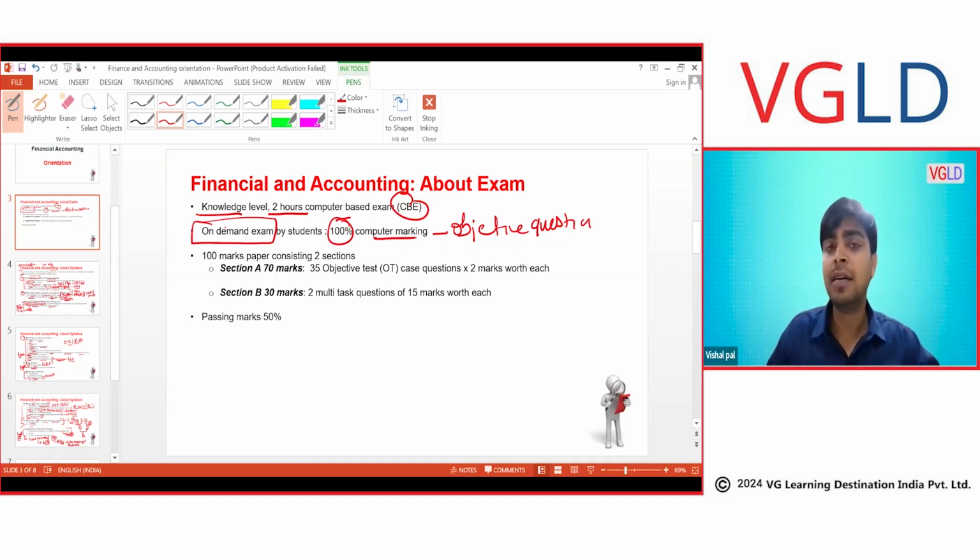What is an on-demand exam? There is no date for giving exam. You decide the date. So at your knowledge level, you get the privilege to decide when you are ready for your exam. Be it the financial accounting, be it management accounting, be it business and technology, or at skill level, law. Any paper you basically want to prepare.